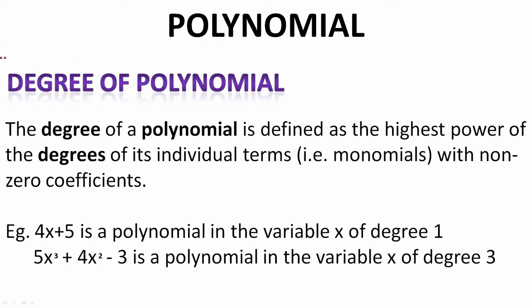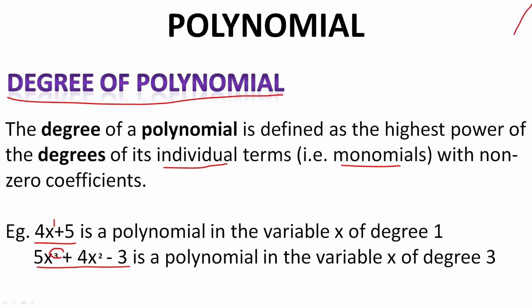The degree of a polynomial is defined as the highest power among its individual terms. If it is 1, then it is called a monomial with non-zero coefficient. For example, 4x + 5 is a polynomial in the variable x; x is the variable and it has degree 1. Another example, 5x³ + 4x² - 3 is a polynomial in the variable x; here you can find the degree 3.